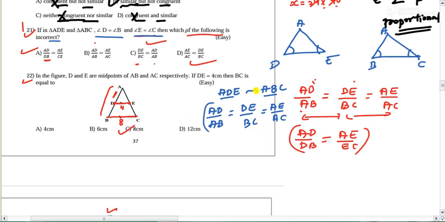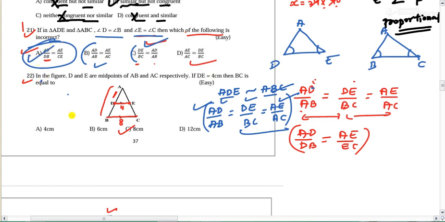Now look here. If you look at this second one, AD by AB is equal to AE by AC. AE by AC we have, AD by AB, that also we have. So this is correct. Now DE by BC, we have AD by AB, even that is there. So even this is correct. AE by AC and DE by BC, even that is there. Only this condition is not there. Option A. Are you getting? So option A is correct.